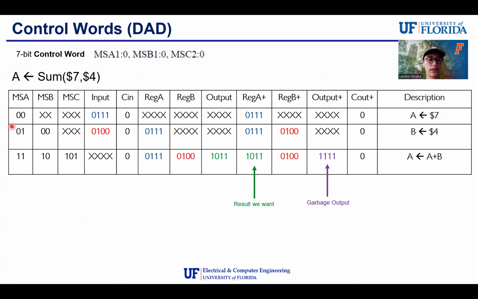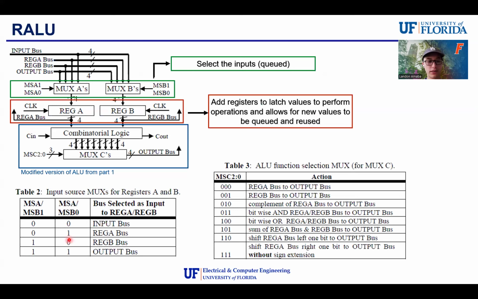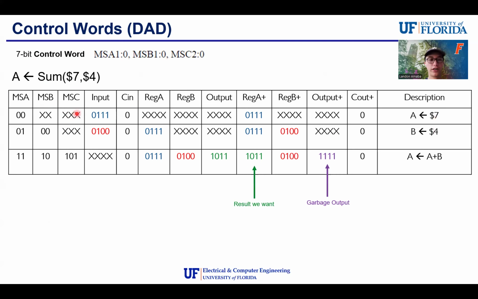So we're gonna set A to be 0, 1, which if you refer back to this table, we're selecting from the register A bus. So this is considered a hold. Since we currently have the value 7 in A, on the next clock edge, it'll just essentially go back into A, and we need it to stay there so we can perform our operation.